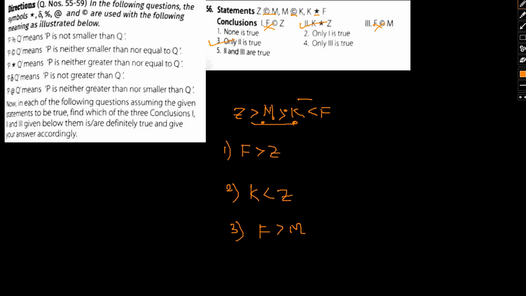Having said that, let's move on to question number 57. Let's focus on the statement: B star J, so B is less than J. J percentage W, percentage represents greater than or equal to, so J is greater than or equal to W. W c M, so c represents greater than, W is greater than M. This is the statement that we have.